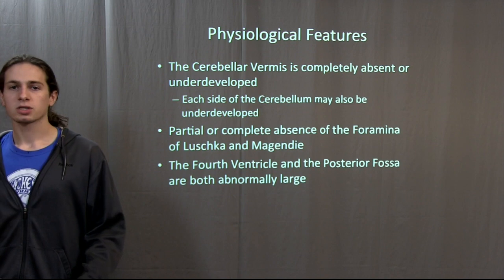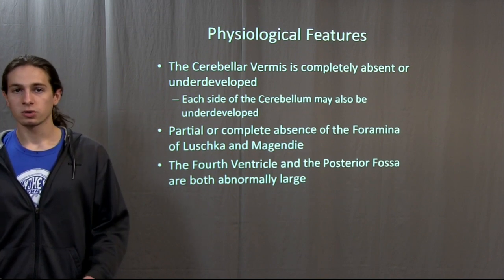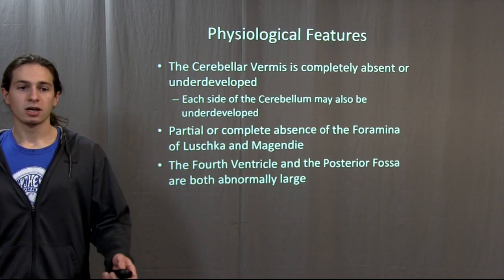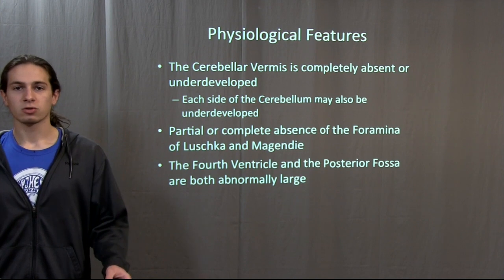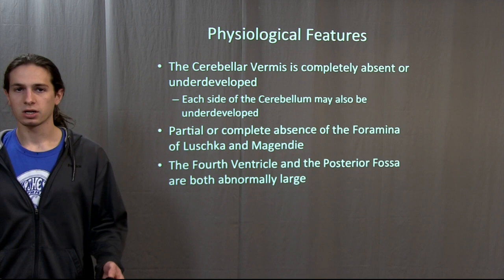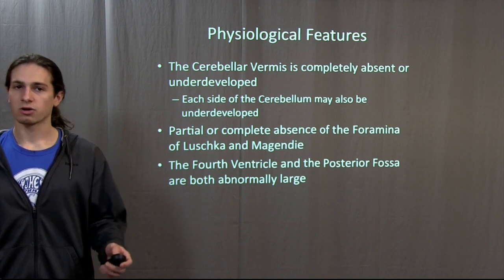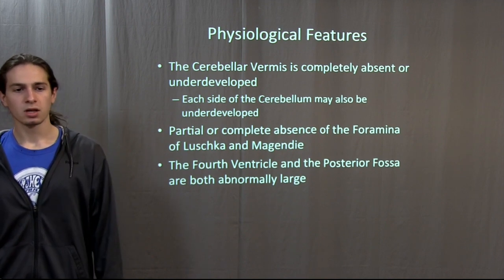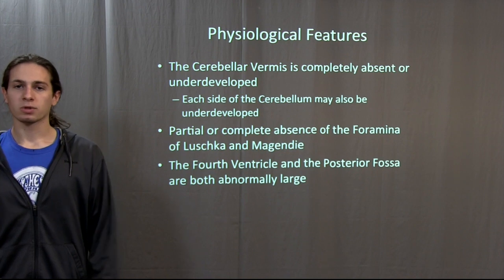And so what this causes is a buildup of cerebrospinal fluid, otherwise known as hydrocephalus, specifically in the fourth ventricle and in the form of a cyst in the posterior fossa, which is the part of the brain that contains the cerebellum and brainstem. And this is what makes them both abnormally large.